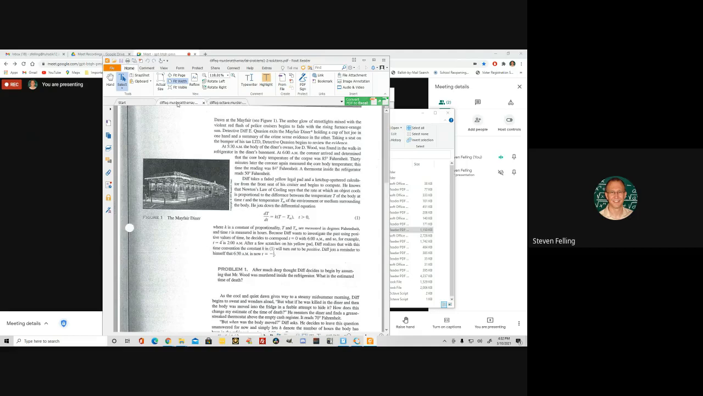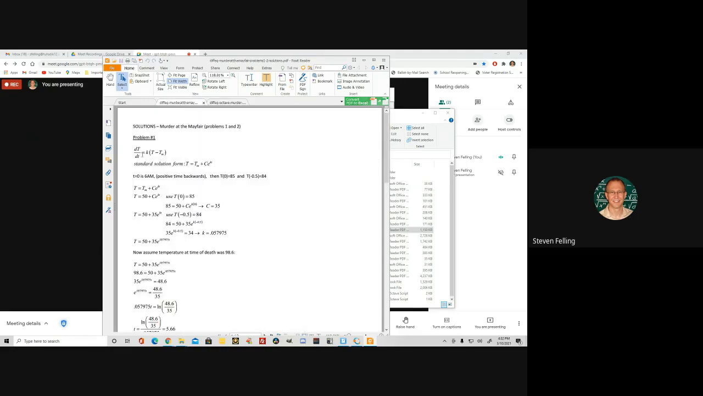And so the solution would be the standard solution for a differential equation of this form, which is T equals the medium temperature plus Ce^(kt). And then we know that t equals 0 at 6 a.m., and positive time is backwards. That means that we have two initial conditions. We know that T at 0, time is 0, is 85, and T at negative 0.5, because it's in the future, is 84.